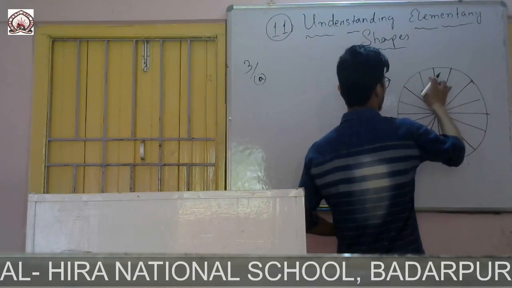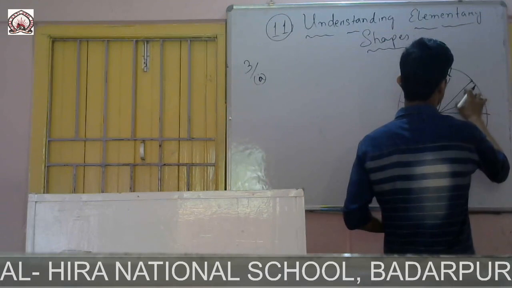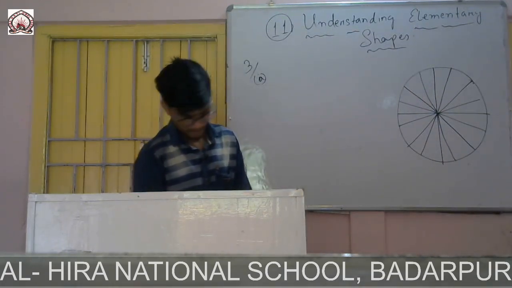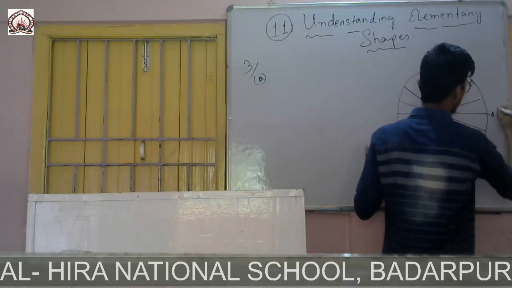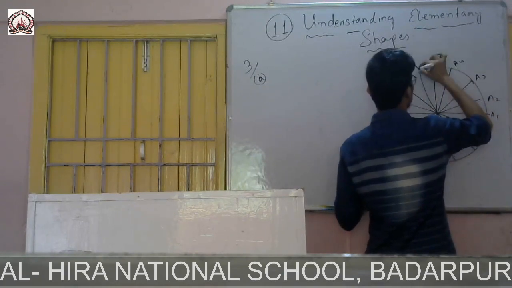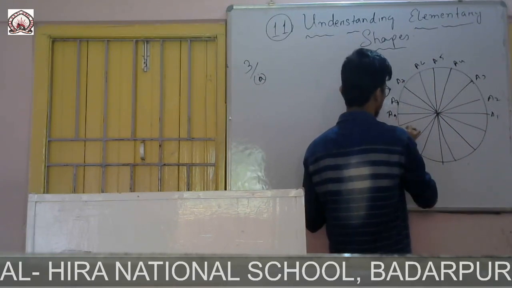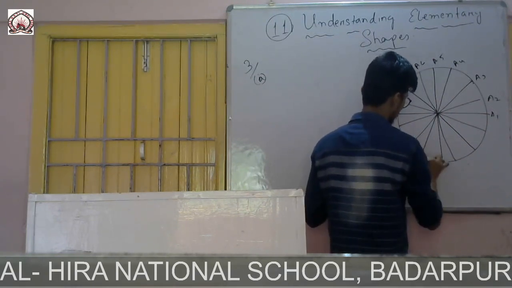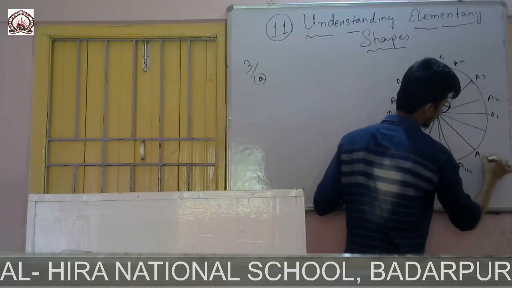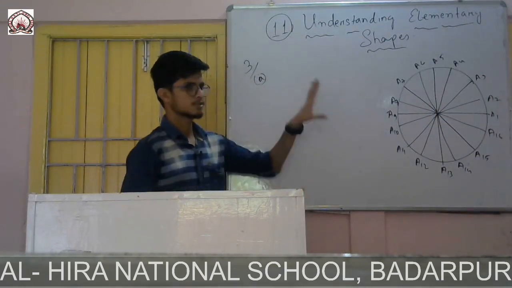One, two, three, four, five, six, seven, eight, nine, ten, eleven, twelve, thirteen, fourteen, fifteen, sixteen. So now it is 16 parts. It starts from A1: A1, A2, A3, A4, A5, A6, A7, A8, A9, A10, A11, A12, A13, A14, A15 and A16. So it is given.